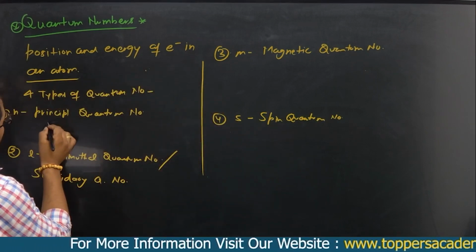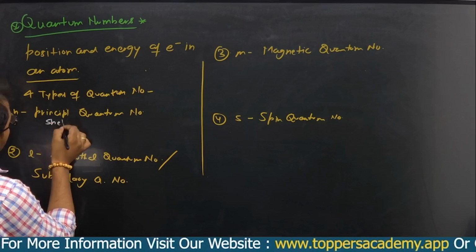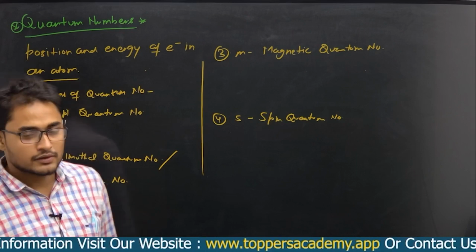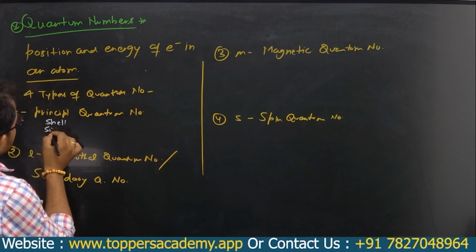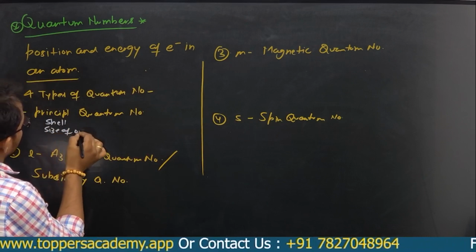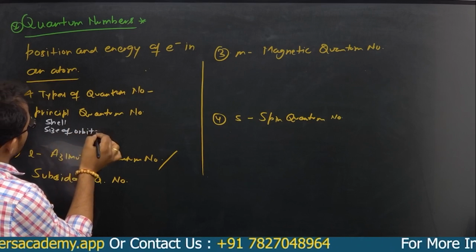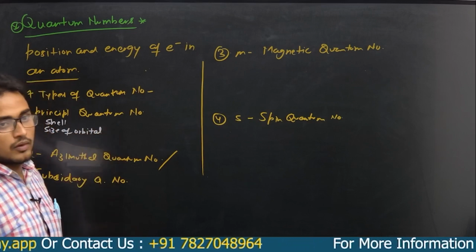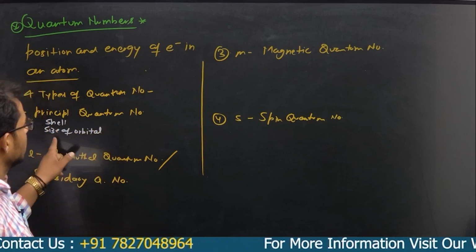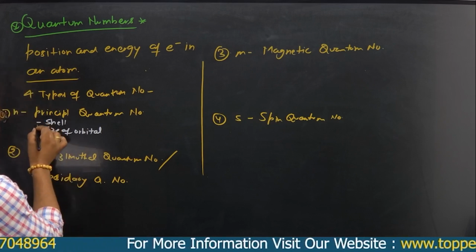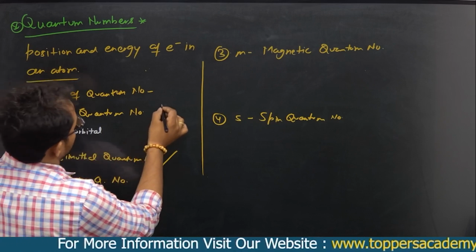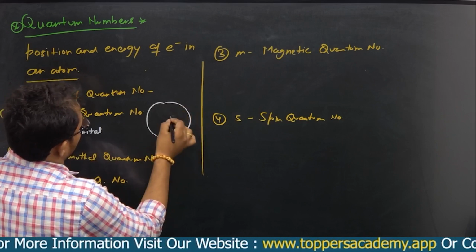It tells about the shell and the size of the orbital. Okay, see what is the meaning.